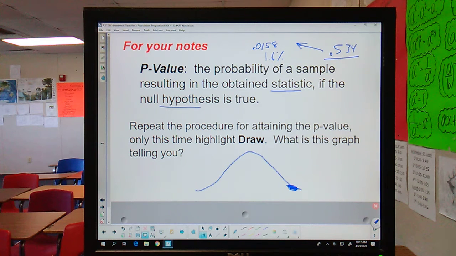So what it's saying, again, is that at 2.15, there's the z-score, that's going to be about 1.6% of the area under the curve, and 2.15 is where 534 would be if indeed you had a mean of 0.5.